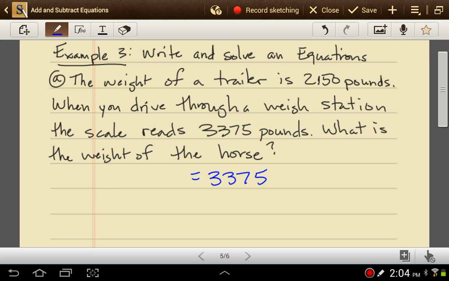So I'm going to do h, the horse, plus the trailer, 2,150, equals my total weight. So you kind of got to think of the parts equal the whole amount. And we don't know one of the parts, okay? So we need to find it. That's how I want you guys to write your equation.